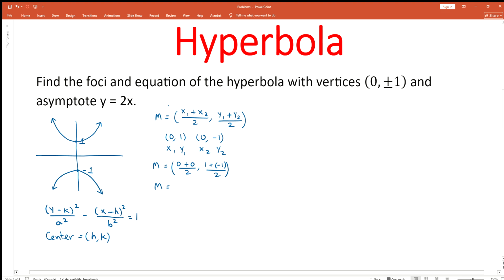Zero plus 0 is 0. 0 divided by 2 is equal to 0. 1 plus -1 is equal to 0. 0 divided by 2 is equal to 0. This is the midpoint of the line segment joining the vertices. It is also the center of the hyperbola. Therefore, h is equal to 0 and k is equal to 0. We can sub in these values in the general equation.